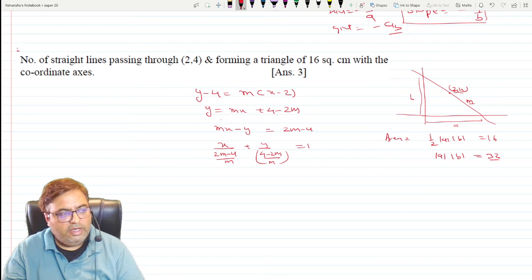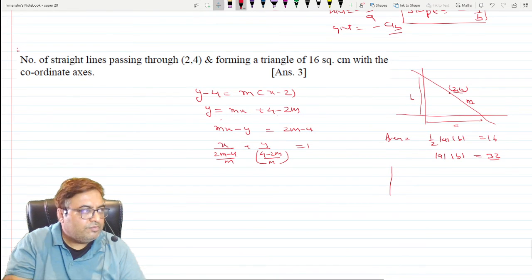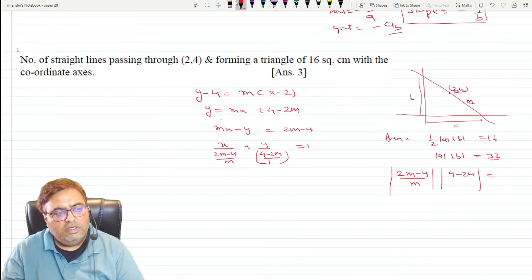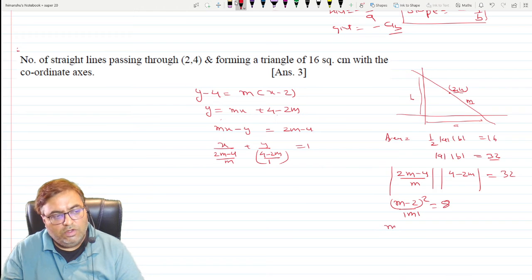equals to 1. तो x इंटरसेप्ट कितना? यहाँ पे m नहीं आएगा, it will be only 1. ओके, तो यहाँ पे देखिए x इंटरसेप्ट a कितना हो गया? 2m minus 4 upon m into y इंटरसेप्ट हो गया 4 minus 2m, ये आपका 32 है. तो यहाँ से 2, यहाँ से 2, तो आप देखिए 2 2 जो 4 हो गया, तो ये आपका m minus 2 का whole square upon modulus of m, that will be equal to what? 8. तो m square minus 4m plus 4 will be equal to plus and minus 8m.